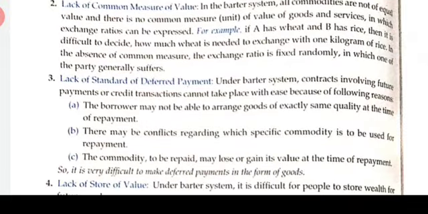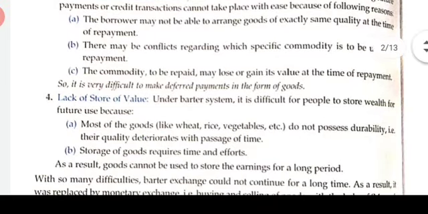And the third limitation was the lack of standard of deferred payment. Deferred payment means future payment. In barter exchange, a contract involving future payment or a credit transaction cannot take place, because how would people do a future transaction with commodities? No, children, that was not possible. So the standard of deferred payment, meaning future payment, was also lacking. So this is the third limitation of the barter system.